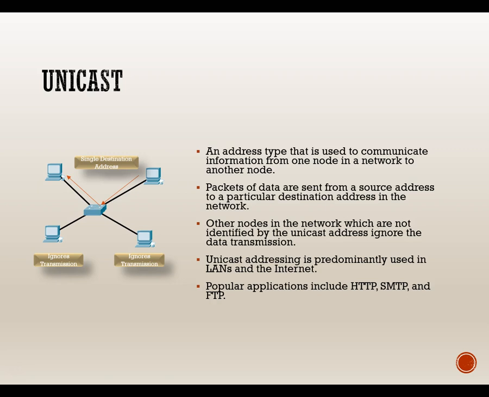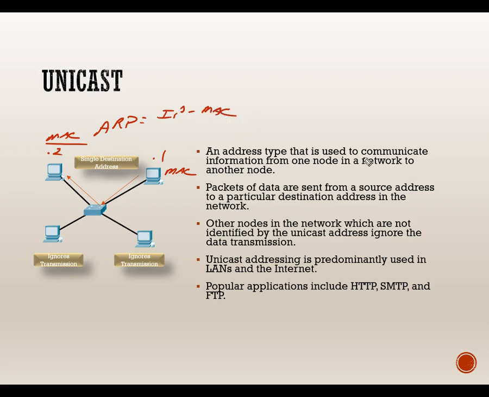So, unicast, single destination address, and the others ignore the transmission. A unicast here is we're going from this one, maybe the .1 address to the .2 address. And remember, we're actually going to be eventually getting to the MAC address. We're going to use the ARP protocol to translate the IP to the 48-bit MAC address.